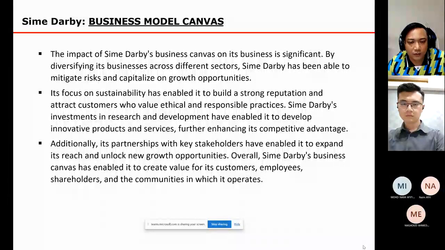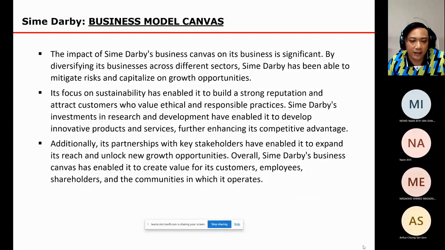Okay, so from this business canvas, the impact of SIMDB's business is significant. We can see it by diversifying its business across different sectors. SIMDB has been able to mitigate risks and capitalize on growth opportunities. Its focus on sustainability has enabled it to build a strong reputation and attract customers who value ethical and responsible practices.